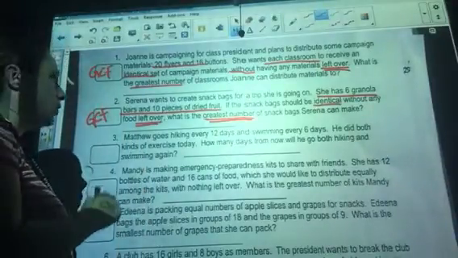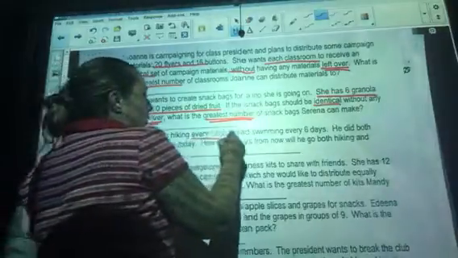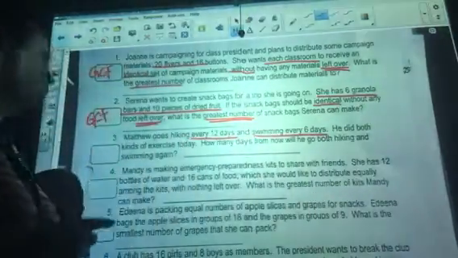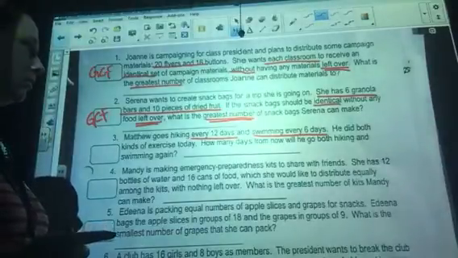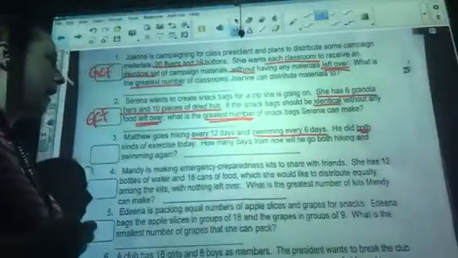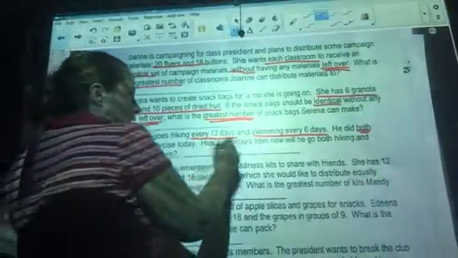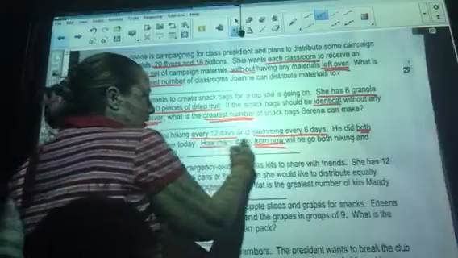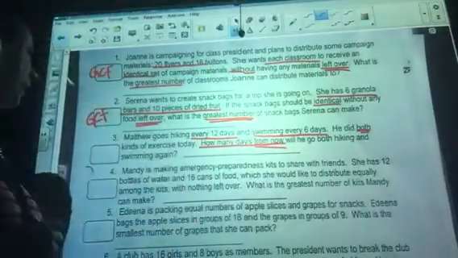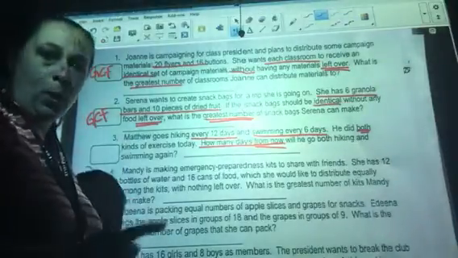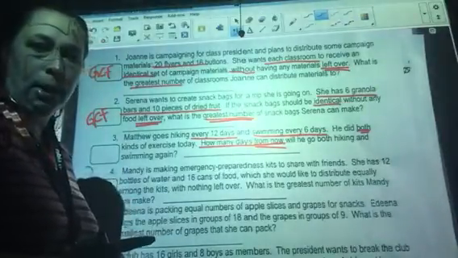All right, number 3. Matthew goes hiking every 12 days and swimming every 6 days. He did both kinds of exercises today. He did both. There's a key word. How many days from now, not today, from now, how many days will he go hiking and swimming again? So it wants to know, when are both of those things going to come up again?